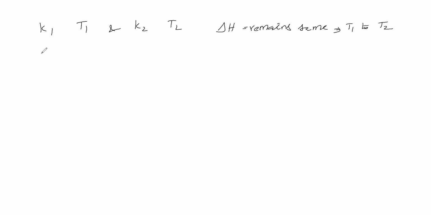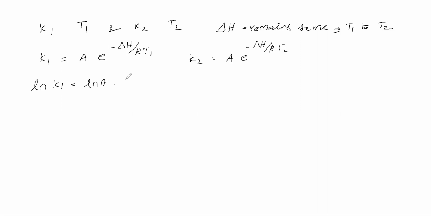So now we take K1 is equal to A, a constant, times e power minus delta H by R T1. Next, K2 is equal to A times e power minus delta H by R T2. Now we will take logarithm on both sides. So ln K1 is equal to ln A minus delta H by R T1, and ln K2 is equal to ln A minus delta H by R T2.